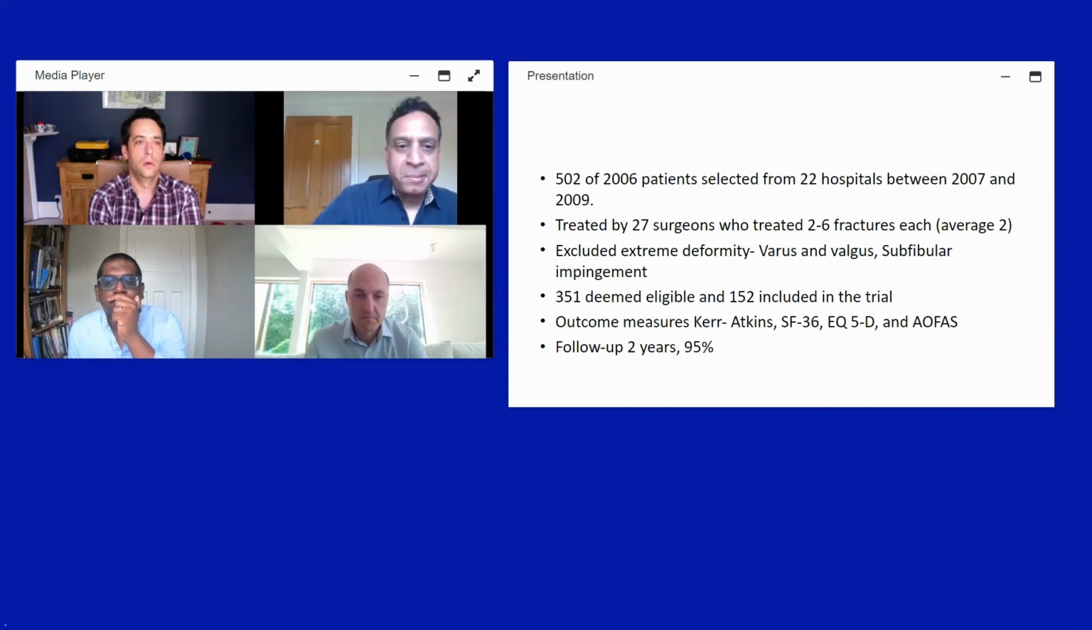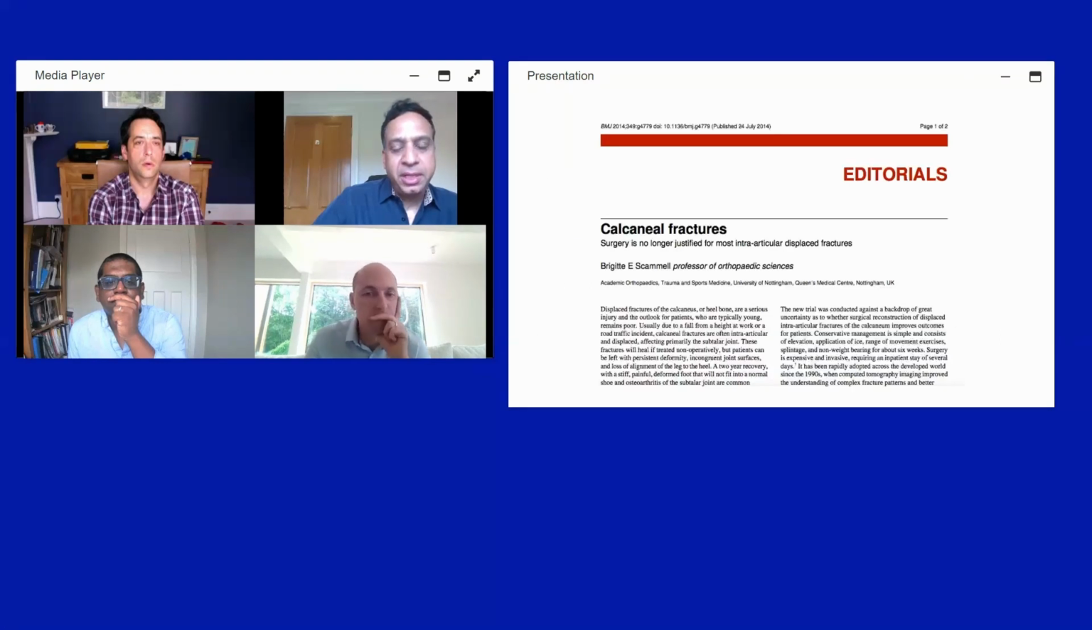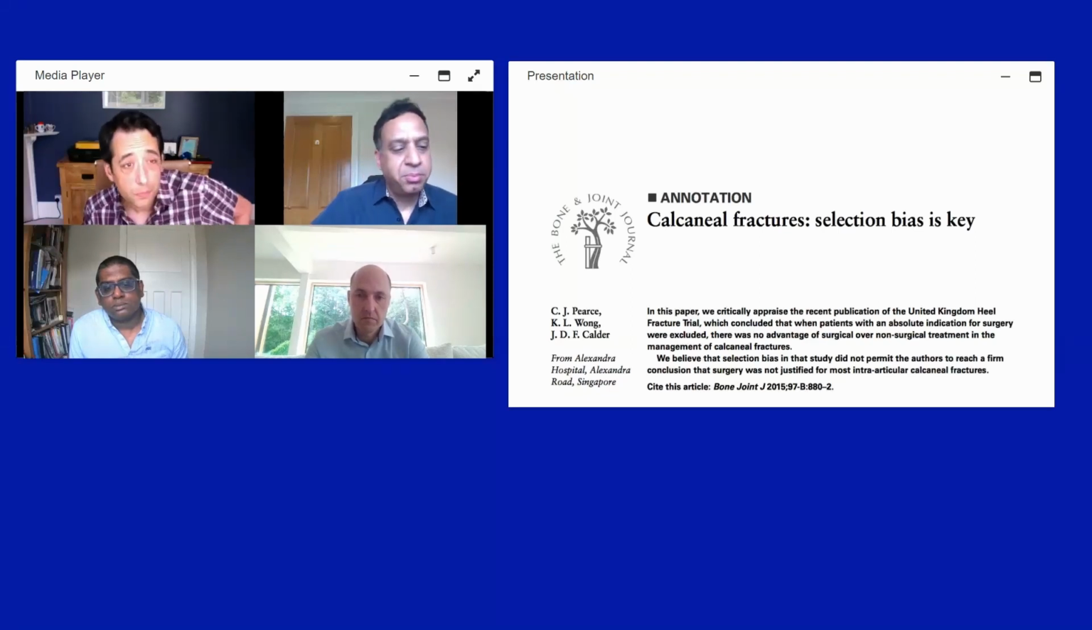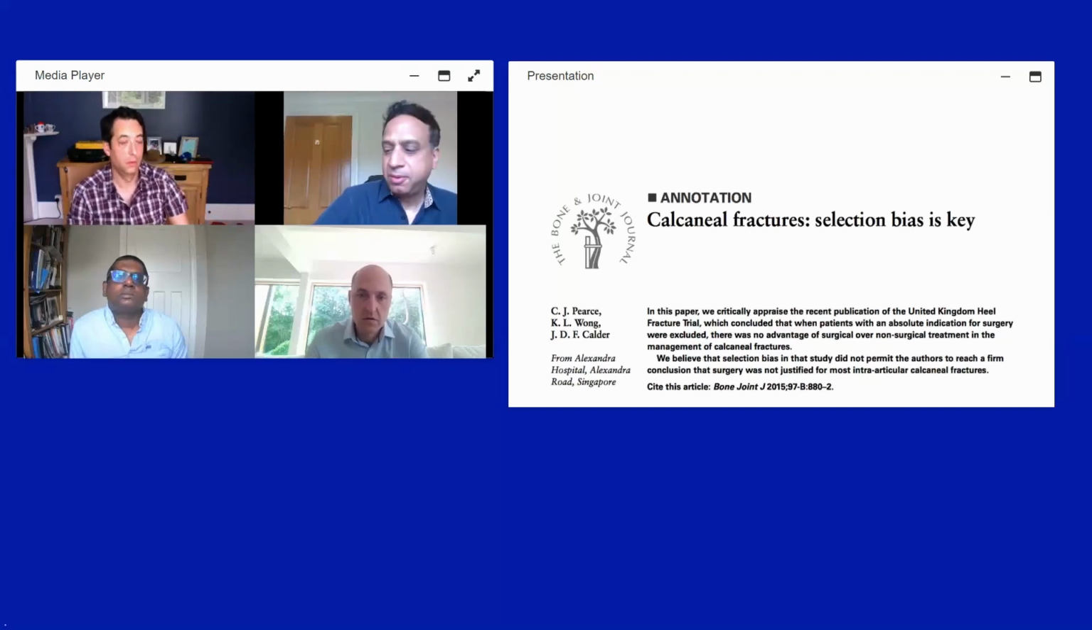Next, please. There was also an editorial in the BMJ raising a bit of a concern about whether these fractures ever need fixing, and I think there was a lot of criticism of the reporting of this particular trial not being so sound. Next one, please. So, Chris Pierce and James Calder did this annotation in the BJJ on the back of this, and there was a criticism, as I said. Next one, please.